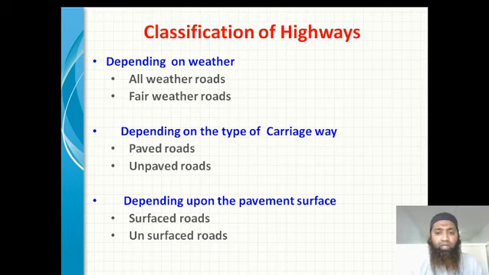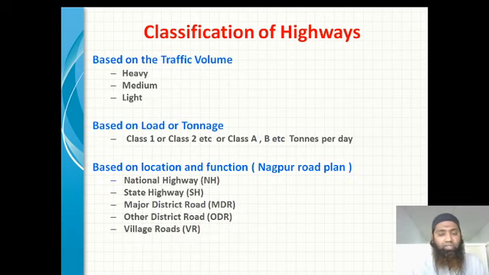Now next, depending on the pavement surface, you have surfaced roads and unsurfaced roads. In water-bound macadam roads also you have surfaced roads. Some roads are surfaced with bitumen and some are not. These bituminous roads are also called black top roads. Some roads, though they are water-bound macadam roads, are not surfaced with a bituminous layer or a simple concrete CC layer. These roads are called unsurfaced roads. Surfaced roads are those surfaced with a bituminous layer, or rather you can say they are black top roads.